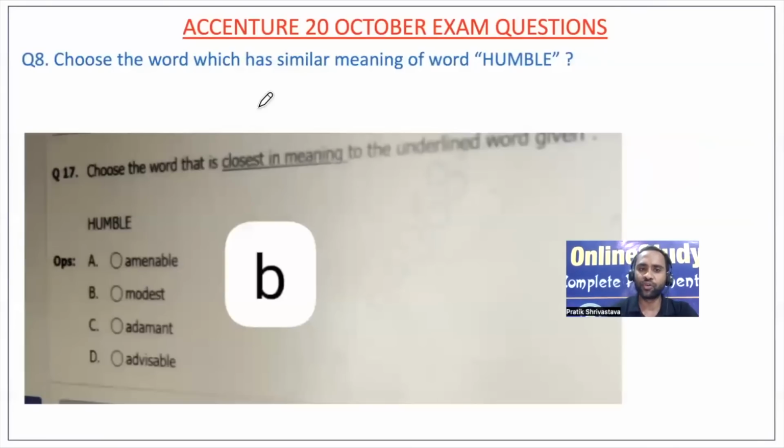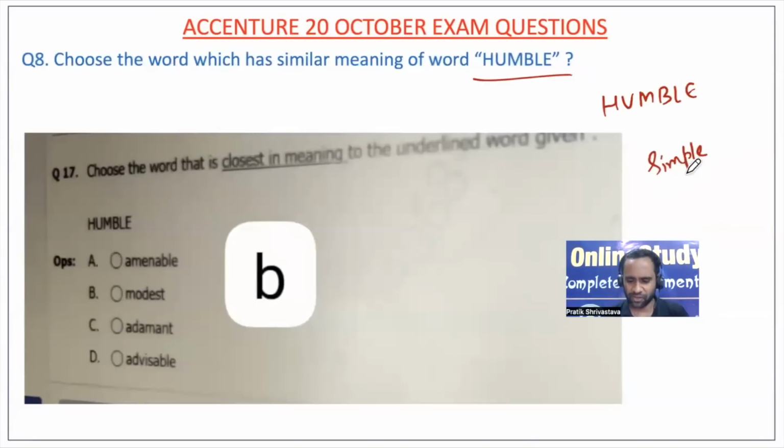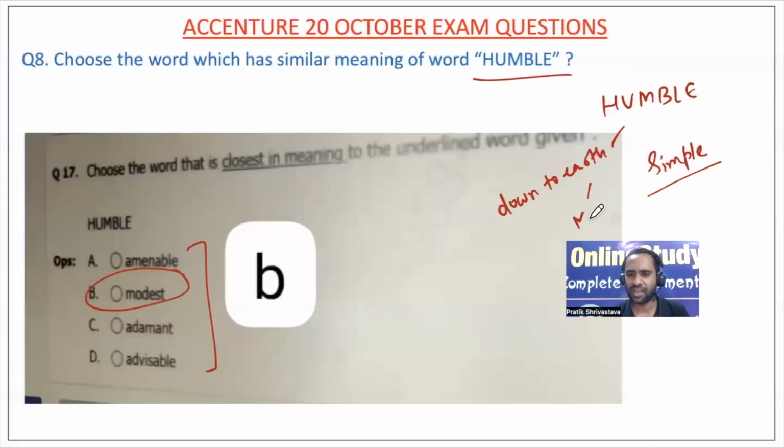Okay, fine. Choose the word which has similar meaning to the word humble, right? Friends, humble means you can say a very simple and very good person. Many times you might hear that he is a very humble person, she is a very humble person, right? If you see the meanings, modest also has the same meaning. That means he is a very modest person, he is a very good person, a very simple person, he is very down to earth, right? So these are all synonyms of each other. So modest is also similar to that.